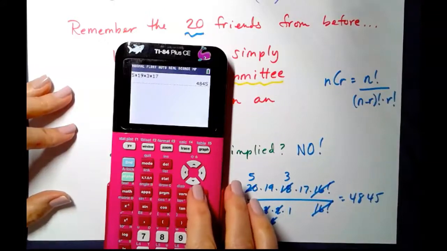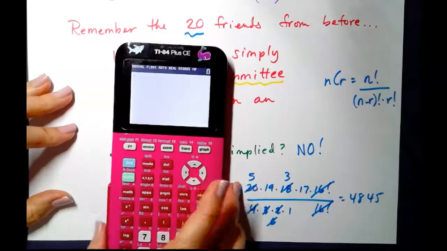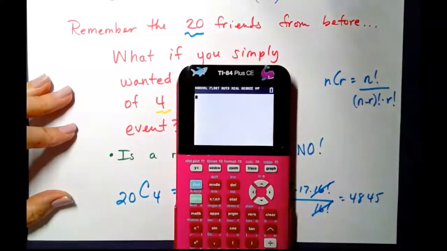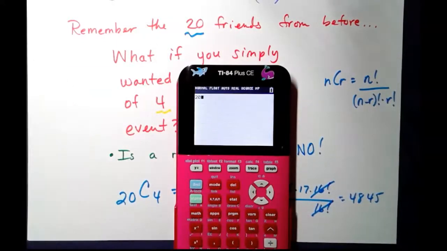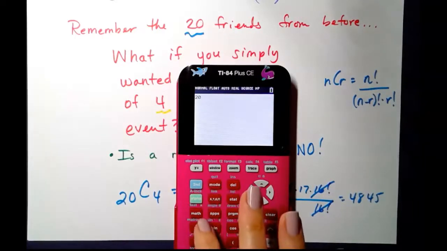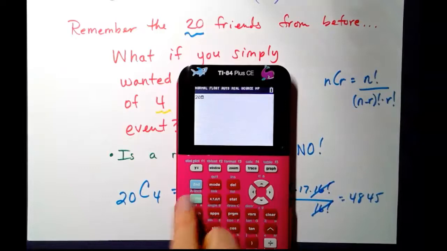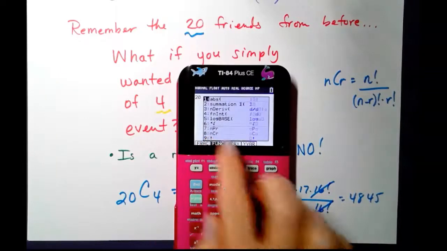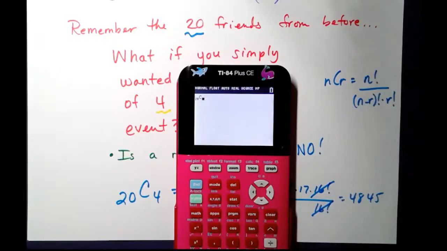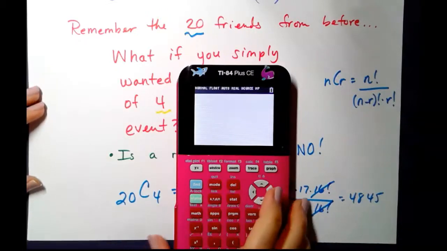Now, obviously, we could always just do this with the NCR on our calculator. So here we go. 20 possible committee members chosen 4 at a time. We can use the alpha F2 to get to option 8, which is NCR. So 20 choose 4, 4,845. So, ladies and gentlemen, that is section 10.6 in a nutshell.